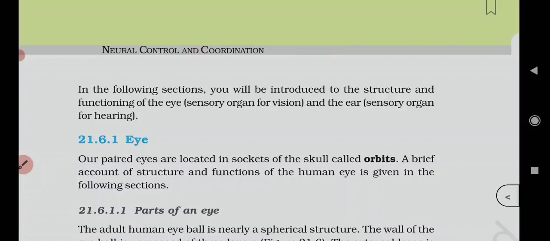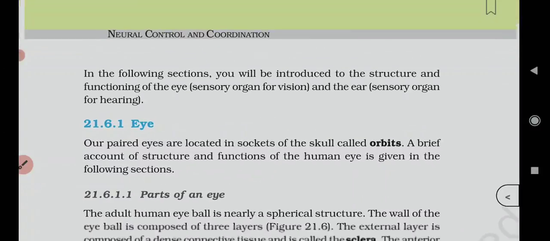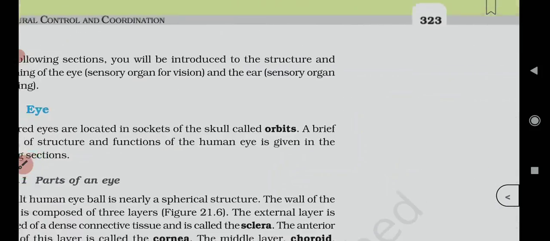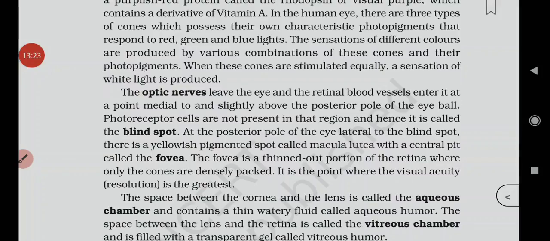Now this retinal blood vessel, the point, I think you got that. So photoreceptor cells, these cells are not present in that region, and hence it is called the blind spot. So where the optic nerve is leaving and the retinal blood vessels enter, this region is slightly above the posterior pole of the eye and medial to the posterior pole of the eye. So photoreceptor cells are not present in that region, and hence it is called blind spot.